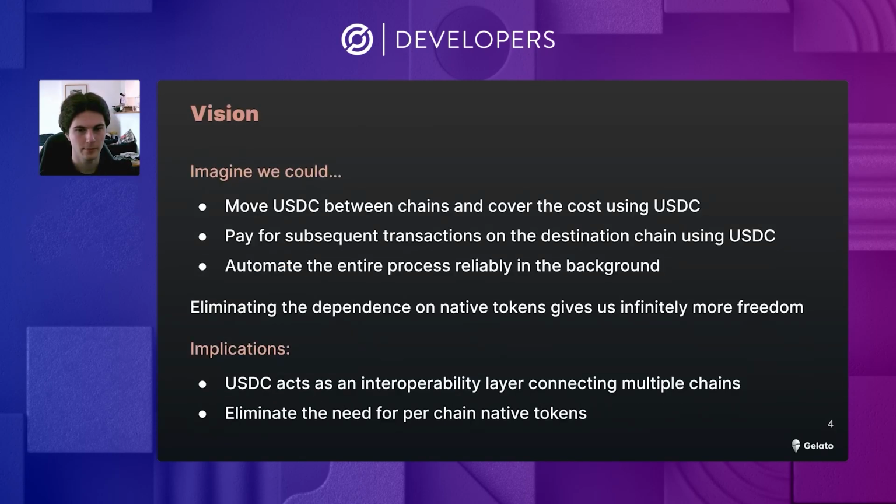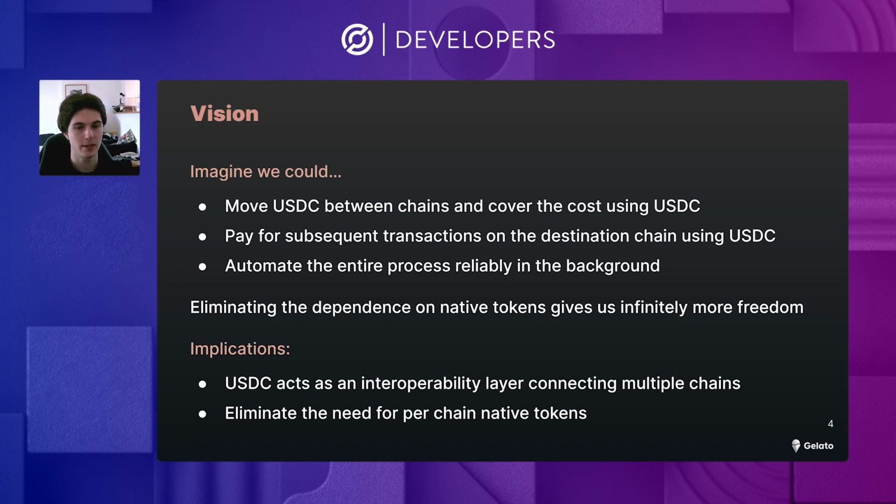The vision is that we'd like to be able to move USDC between chains and cover the associated cost of this transfer using the USDC being transferred itself. We'd also like to pay for subsequent transactions on the destination chain using the same USDC. And ideally, this whole process would be automated reliably in the background, so the user can just hit a single button and the USDC is transferred from, for example, Ethereum to Avalanche without requiring ETH or AVAX in the user's wallet, and also without requiring further user interaction. So without having the user wait for this attestation signature and manually issue this final mint transaction.